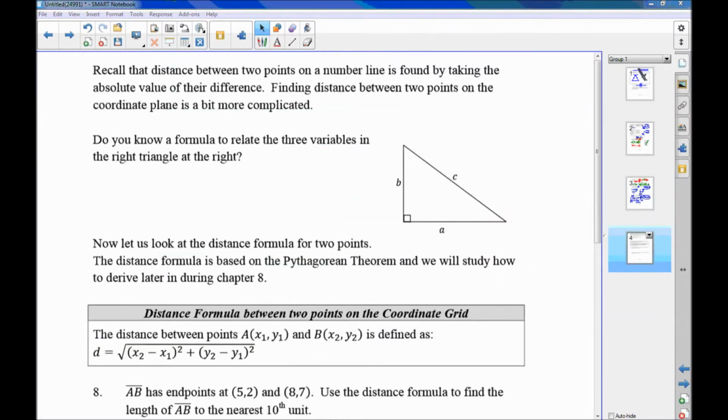So recall that the distance between 2 points on the number line is found by taking the absolute value of their difference. We did this earlier in the chapter to find the length of a segment. Finding the distance between 2 points on the coordinate plane is a bit more complicated.